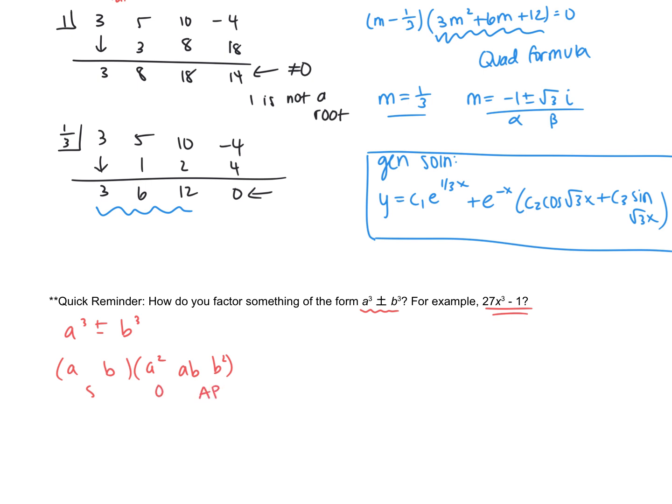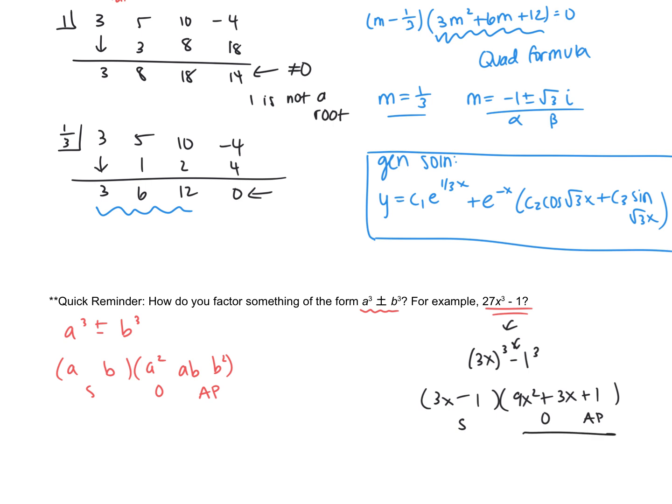So, for example, if we want to factor this 27x cubed subtract 1, so this is 3x cubed subtract 1 cubed. So I would have a 3x and a 1. This will be a 9x squared, a 3x, and a 1. So again, same sign, opposite sign, always positive. So if we had a negative, this will be a negative, positive, always positive.